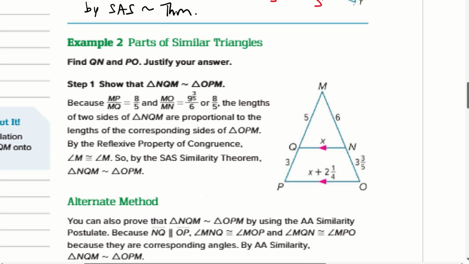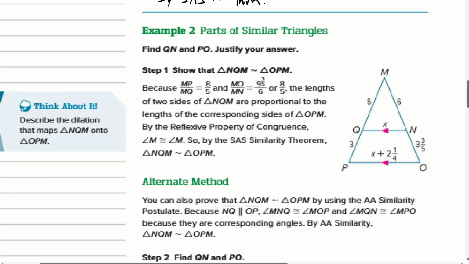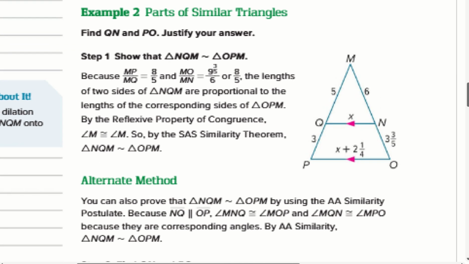Okay, so example 2, parts of similar triangles. Find QN and PQ, and justify your answer. So step 1, show that the two triangles are similar. Are they similar first off? The answer is yes. If we look at these two sides, they are parallel. Because they're parallel, this is congruent to this, and this is congruent to this, because they're corresponding angles. Therefore, by AA similarity, those two triangles must be similar.